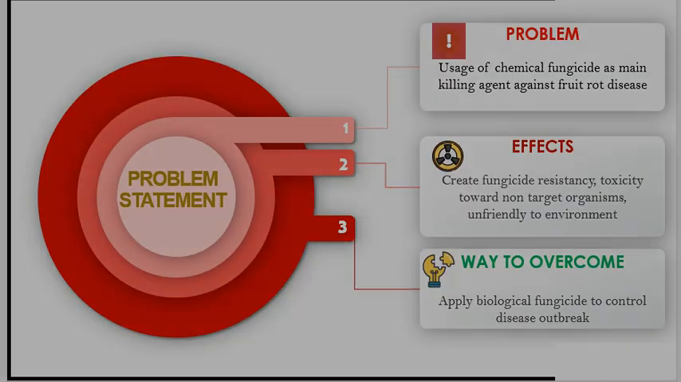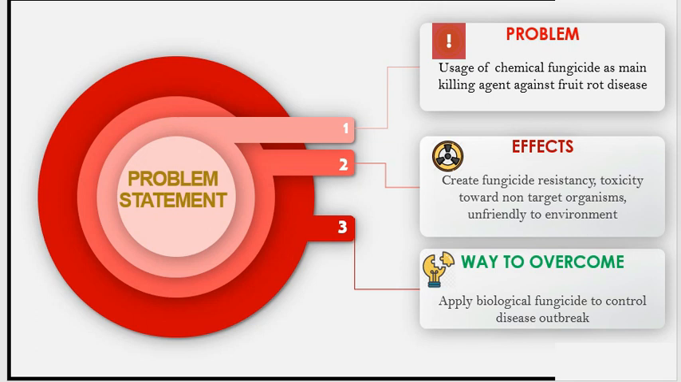2015. The main problem here is the usage of chemical fungicide as the main killing agent against the fruit rot disease. Most of the farmers choose chemical fungicide because the price of chemical fungicide is much lower than the organic fungicide. The overusage of chemical fungicide will create fungicide resistance, toxicity towards non-target organisms, and is also unfriendly to the environment.